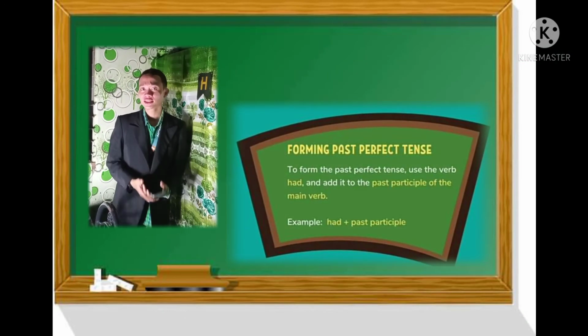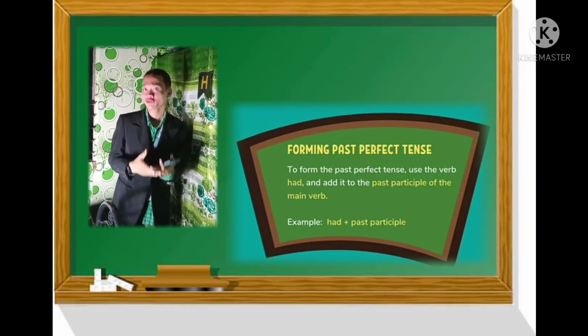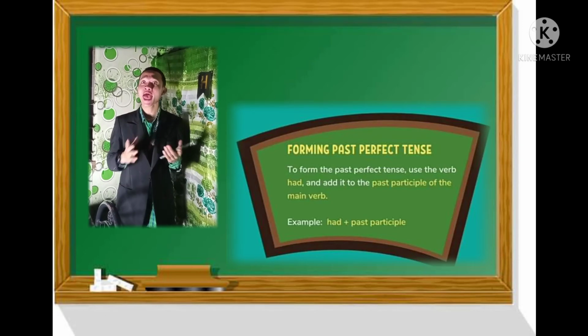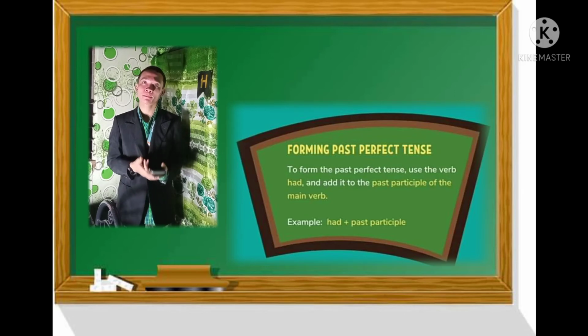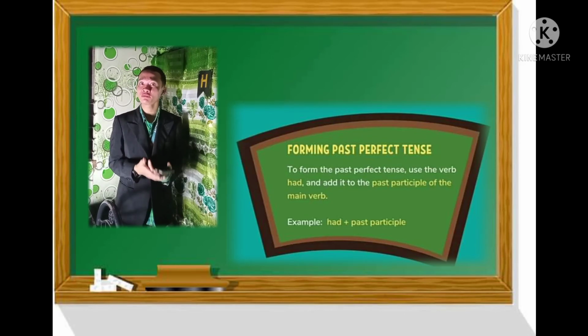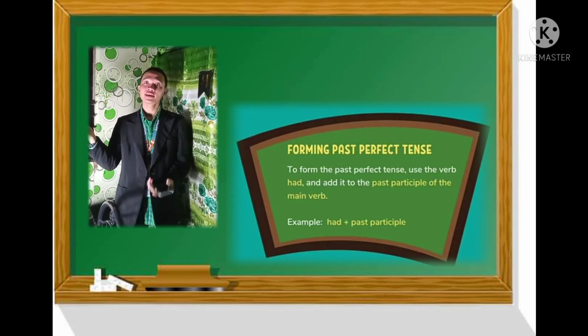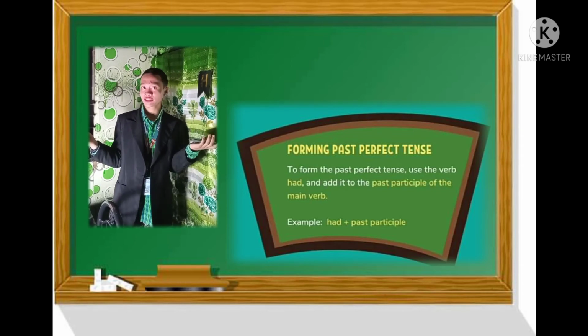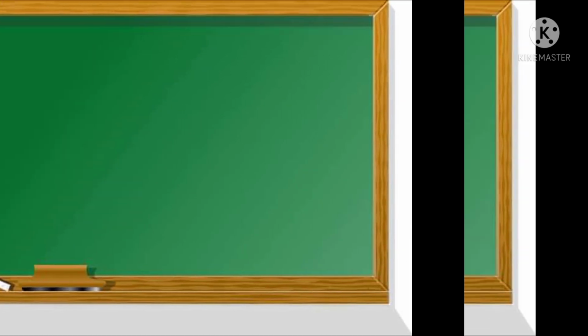Forming the past perfect tense. To form the past perfect tense, use the verb had and add it to the past participle of the main verb. Example: had plus past participle. Now, let us study these following examples.